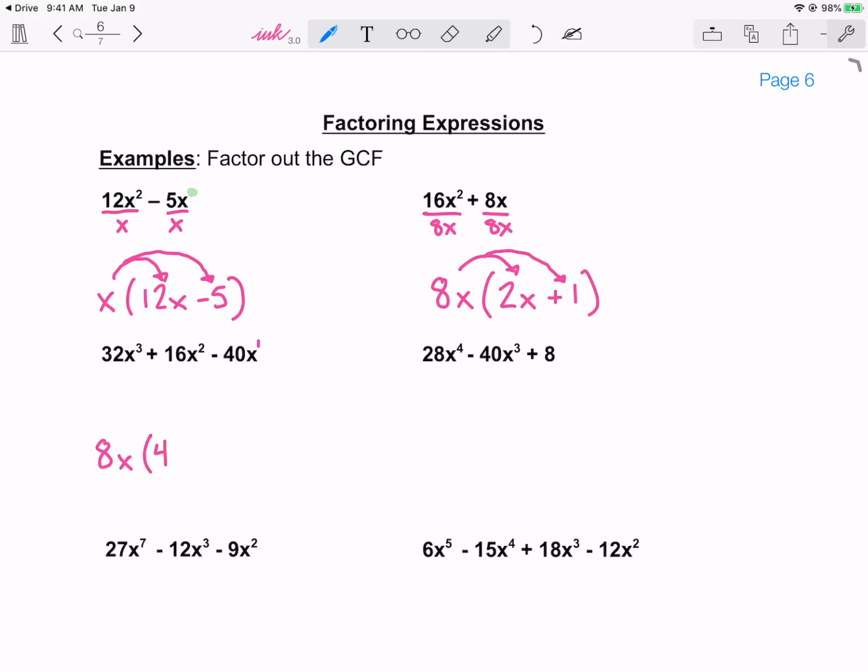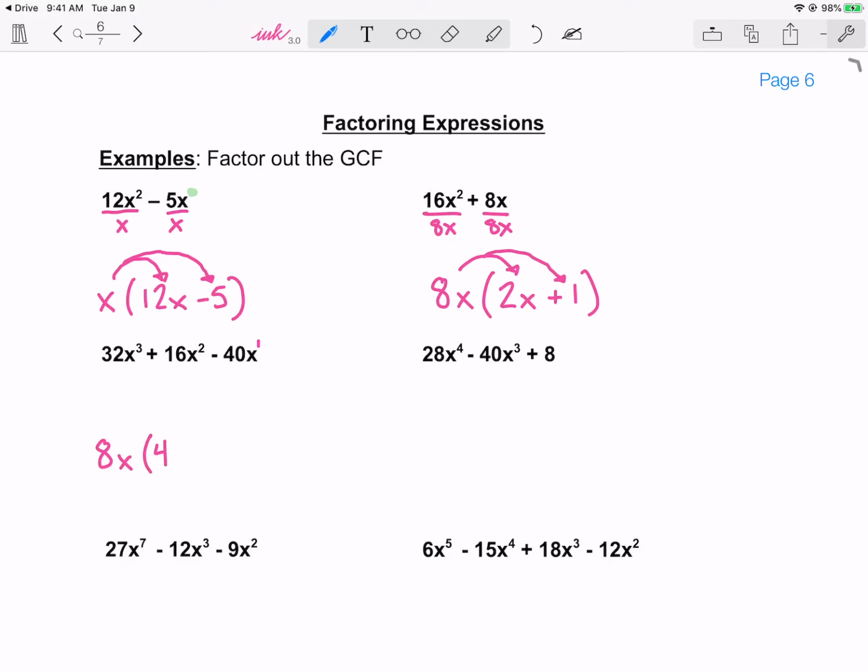All I have to do is subtract the exponents. So 3 minus 1 leaves me with 2 x's. 16 divided by 8 is 2, and then I still have an x left over because 2 minus 1 is 1. Negative 40 divided by 8 is negative 5. And I've already factored out all the x's, so I'm done.